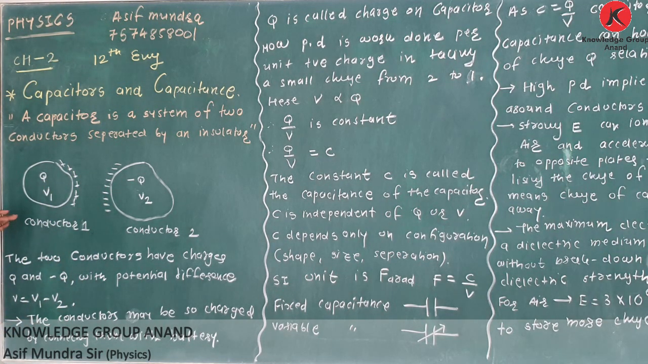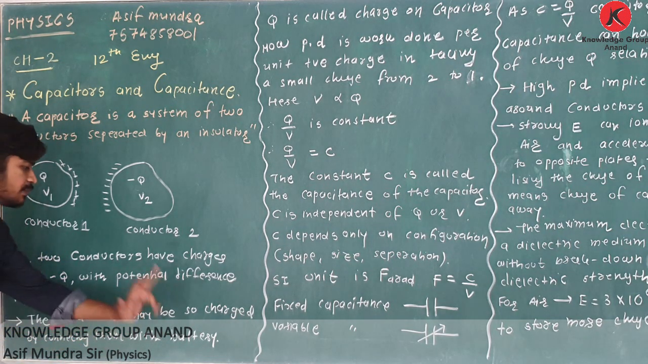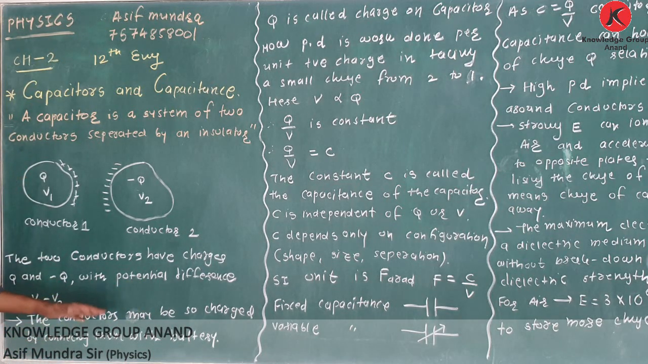Now see, on the first conductor there is charge Q, on the second conductor charge -Q. Potential of the first conductor is V1, potential of the second conductor is V2. So the two conductors have charges Q and -Q with potentials V1 and V2. What is the potential difference between them? The potential difference V is equal to V1 minus V2. Clear? Okay. The conductors may be so charged by connecting them with a battery.